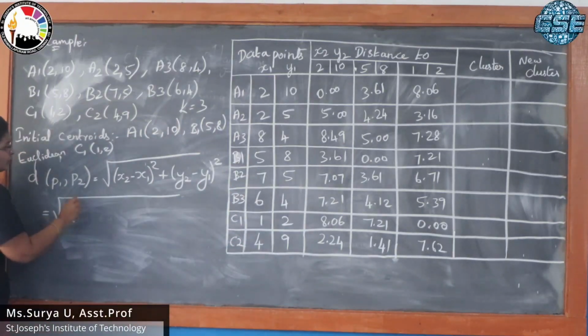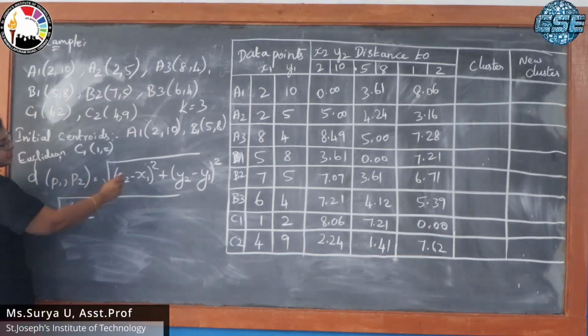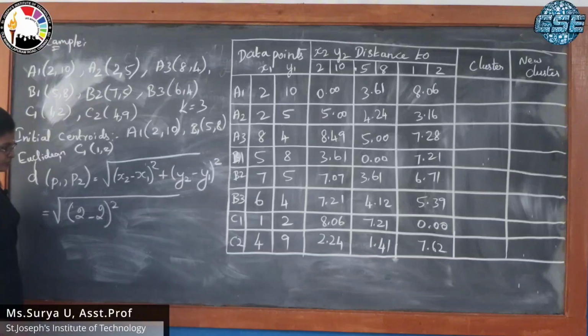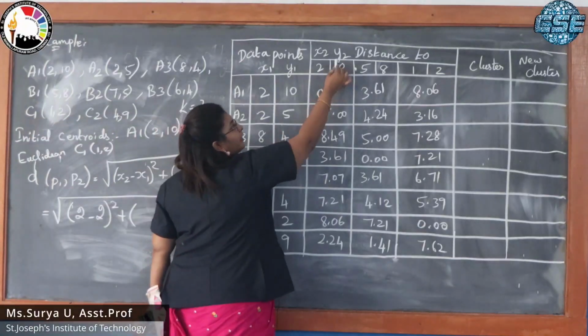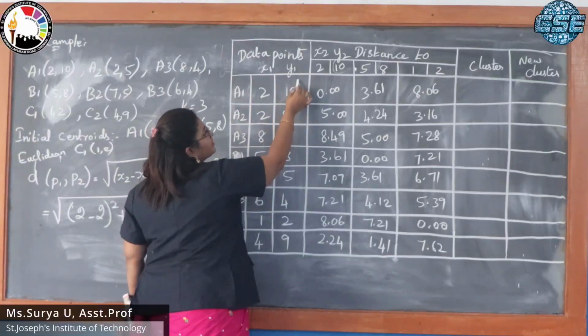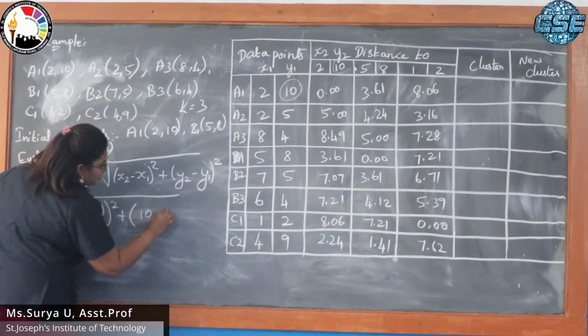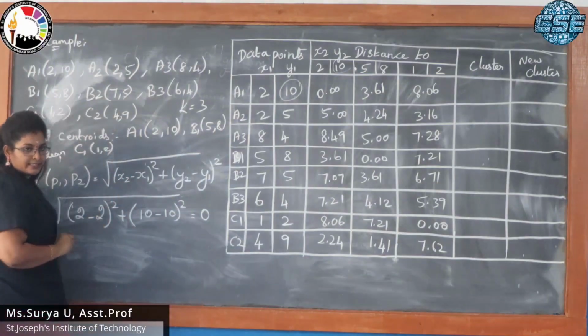So what you have to do, what is the x2 value here? x2 is 2 minus, what is the x1? x1 is also 2. So (2 minus 2) the whole square plus y2 minus y1. What is the value of y2? y2 is 10. What is the value of y1? y1 is also 10. So what you have to do? (10 minus 10) the whole square. What you will be getting? You will be getting 0.